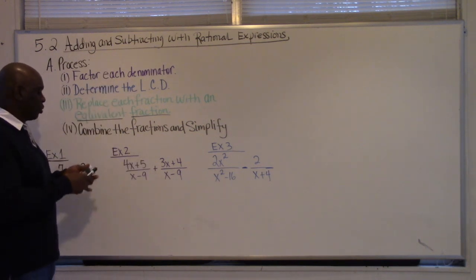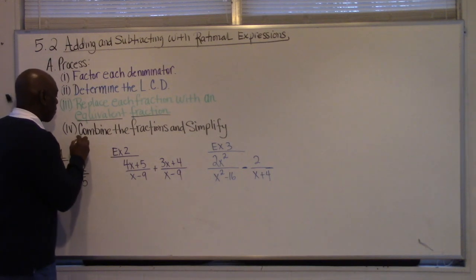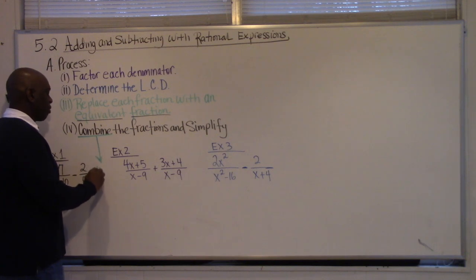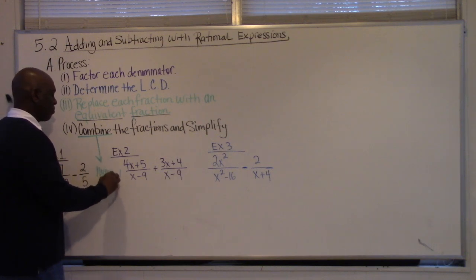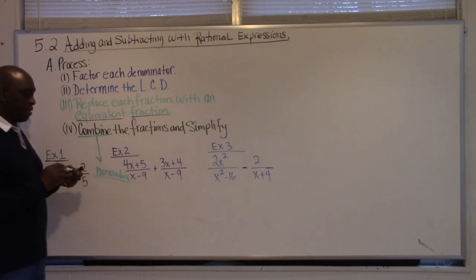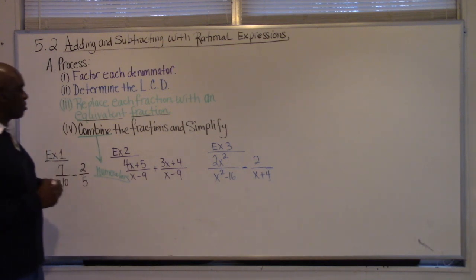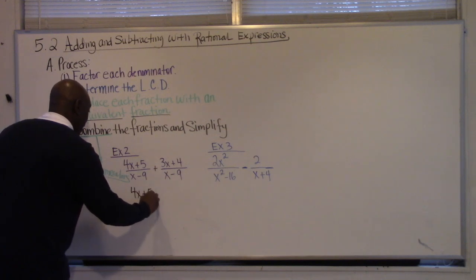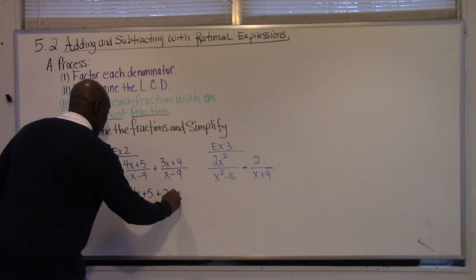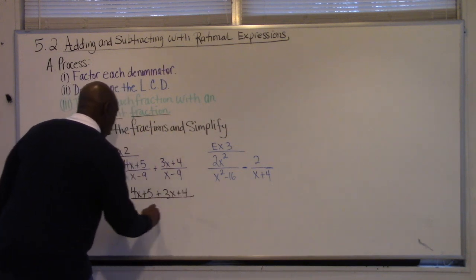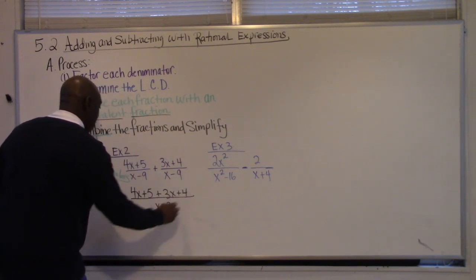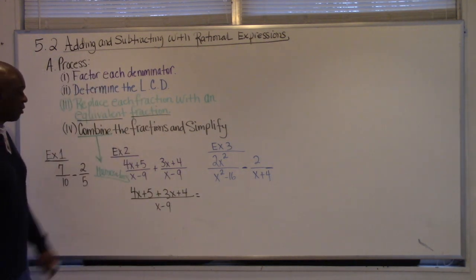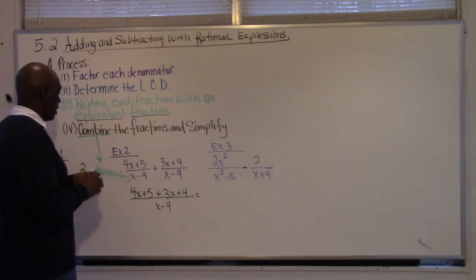So to combine the fractions, when we talk about combining, we're only combining what? Numerators. That's what it means to combine. Combine the numerators. So we're going to have 4x plus 5 plus 3x plus 4 all over x minus 9. So do the operations in the numerator. Combine like terms.